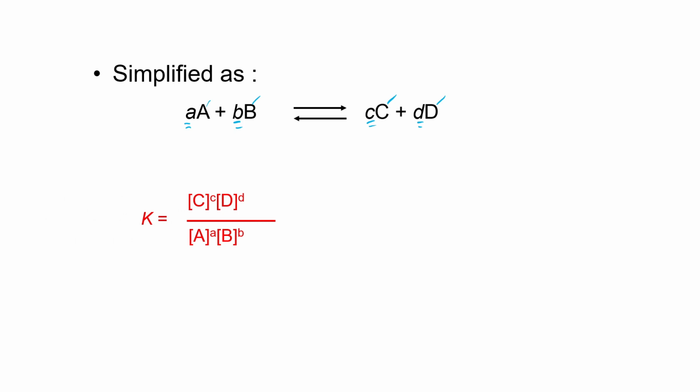dia boleh disimplify menggunakan, okay, katalah kita ada satu equation A plus B produce C plus D, di mana A adalah bahan kita, B bahan kita, okay, A plus B produce C plus D. So a kecil, b kecil, c dan d adalah perkali, okay, perkali dalam tindak balas. Jadi kita boleh tuliskan dia sebagai K is equal to concentration of C kuasa c times concentration of D kuasa d over concentration of A power of a and B power of b.